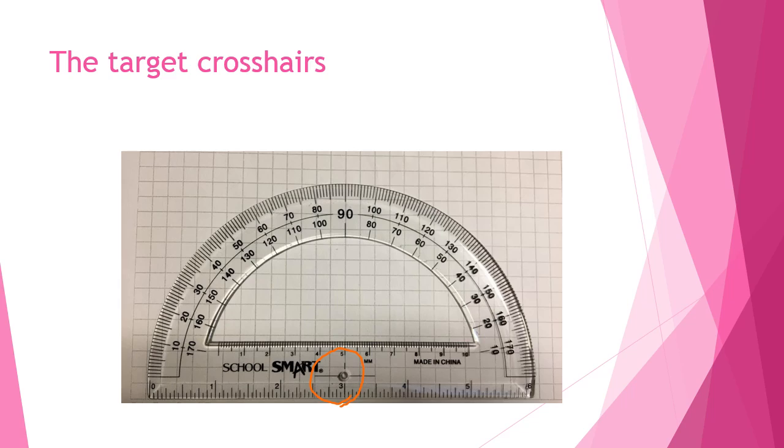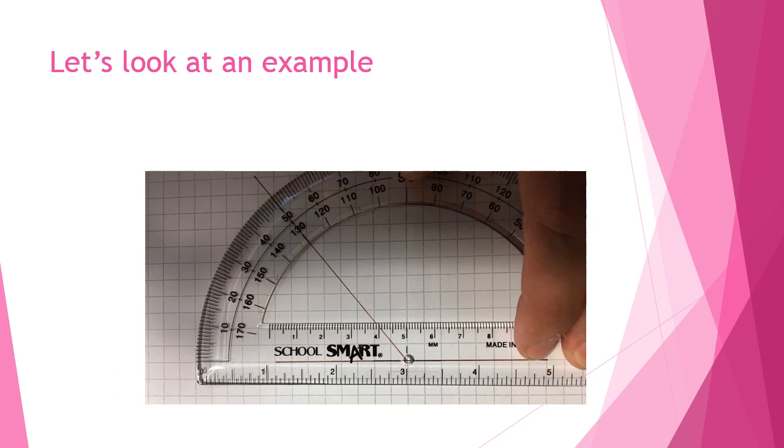And the last thing that you need to identify is the target crosshairs. If you look where I circled in orange, those are the crosshairs. You're going to line up that hole over the beginning of the line segment that you are planning to look at the angle of. Here's an example.